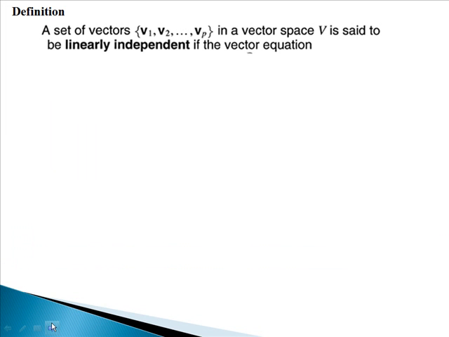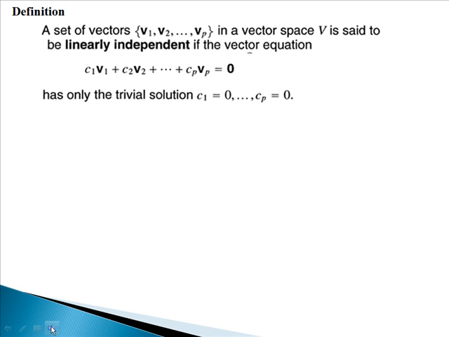A set of vectors v1 through vp in a vector space V is said to be linearly independent if this vector equation has only the trivial solution. So we basically have a linear combination of our vectors v1 through vp with c1 through cp as the coefficients, and the vectors are linearly independent if those coefficients must all be 0. So we have only the trivial solution.